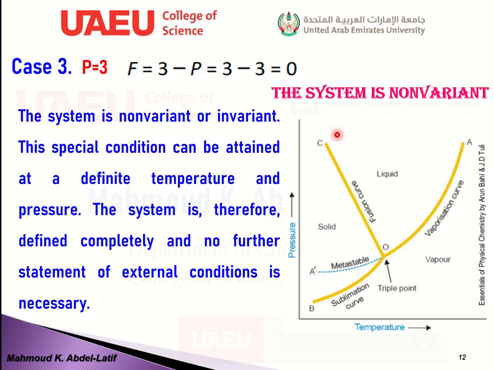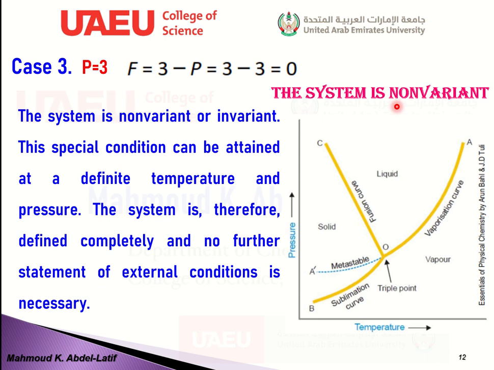That's great. Okay, let us go to case number 3, in which you have 3 phases. The number of phases is 3. If you apply the Gibbs phase rule, 3 minus 3, you end up with 0, which means the system is non-variant.